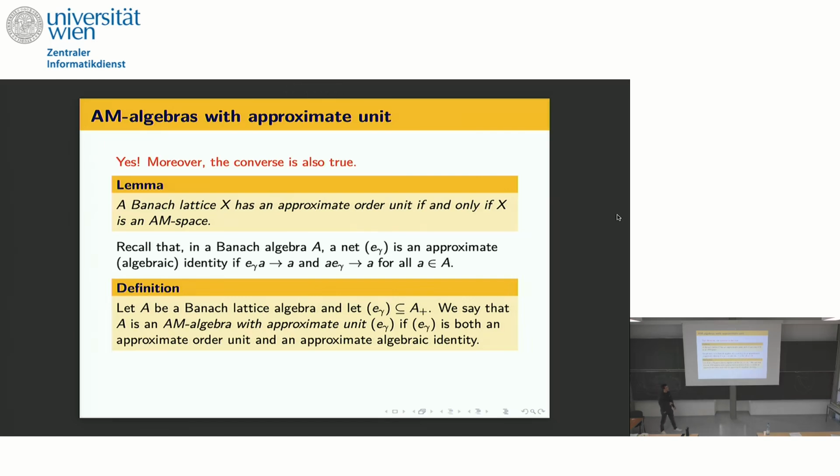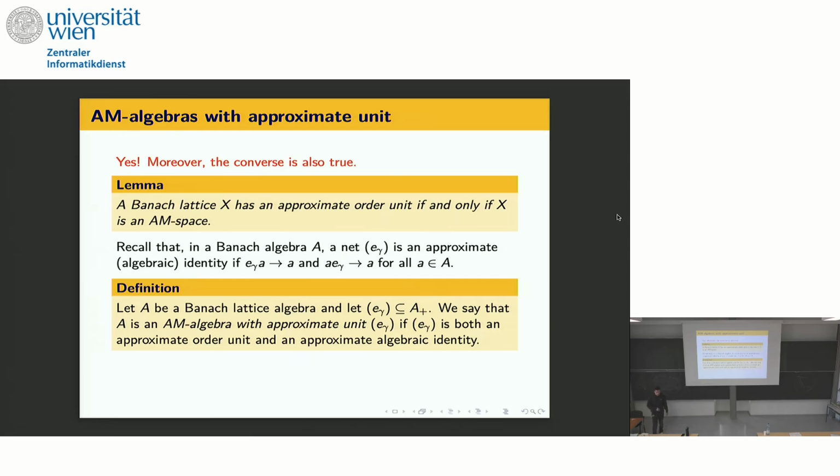And now the definition writes itself, because doing the same as for AM-algebras with unit, when this is an approximate identity, this notion from Banach algebras, I just ask for the two to coincide. So I say that a Banach lattice algebra, remember, a lattice structure and an algebraic structure, is an IM algebra with approximate unit a certain net, if this net is both an approximate ordered unit and an approximate algebraic identity.